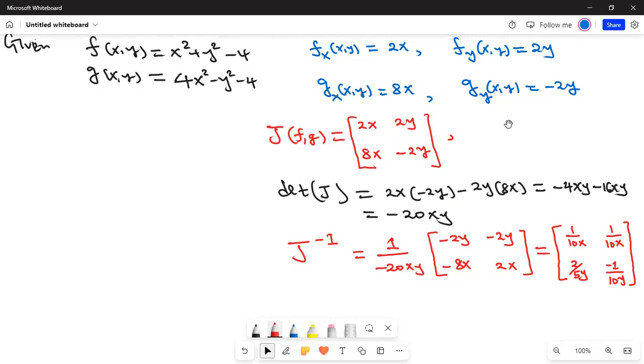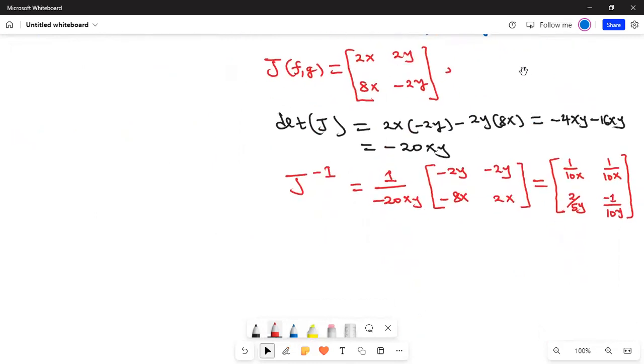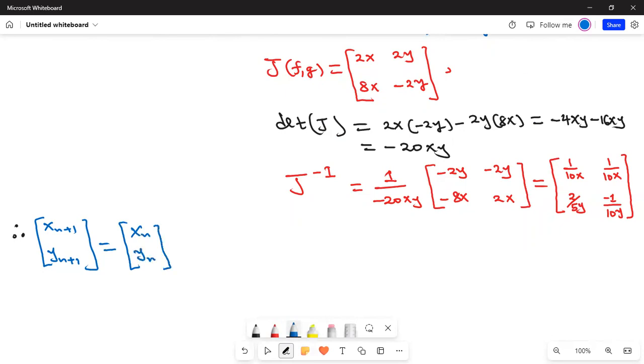So let's go back to our iterative formula. So you evaluate this at xn, yn. And now we have everything. Now you can just say that therefore, xn plus 1, yn plus 1 is equal to xn, yn, minus that matrix which we have just found.